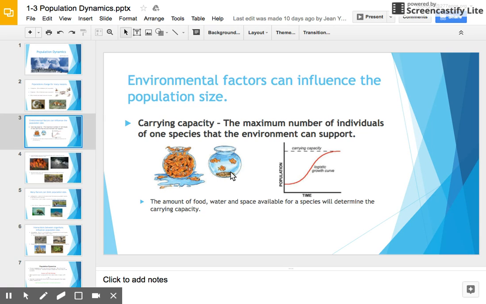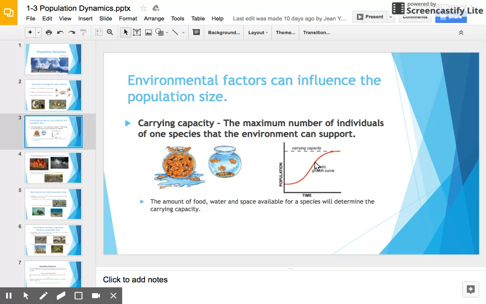In contrast, the one on the right here shows just the right number of goldfish living in that environment. They've got space, they have room to move. When you feed the goldfish, the food will make it to all of the goldfish. The amount of water there and oxygen in the water can support those fish. So the amount of food, the amount of water, and the amount of space available for a species will determine the carrying capacity. And here's a graph to show what that looks like.